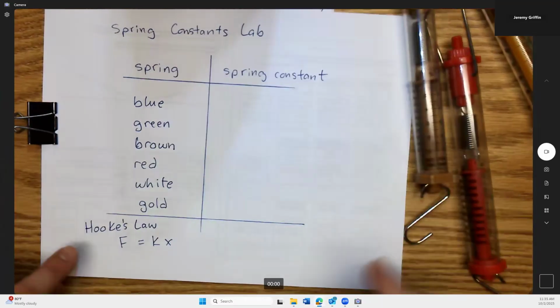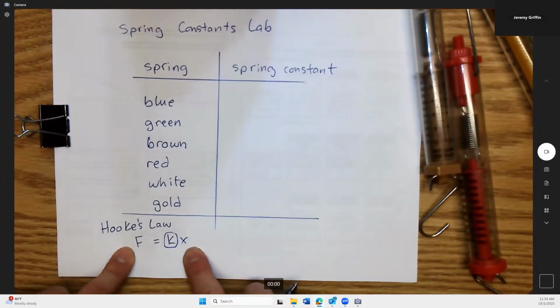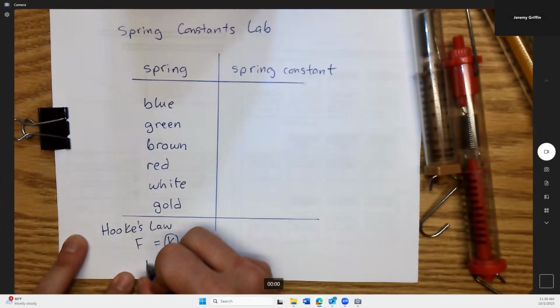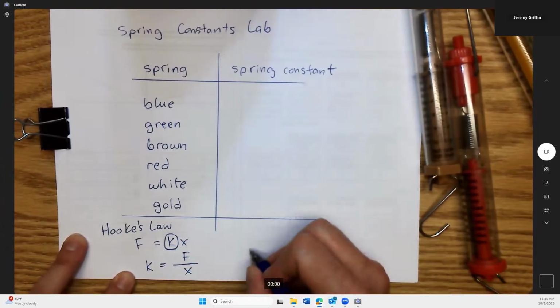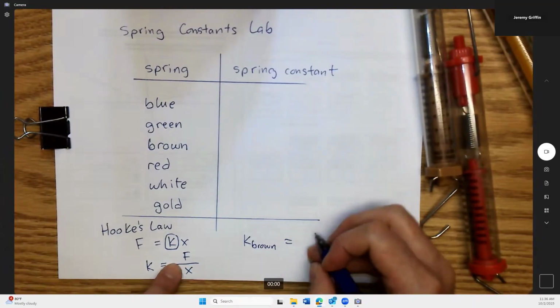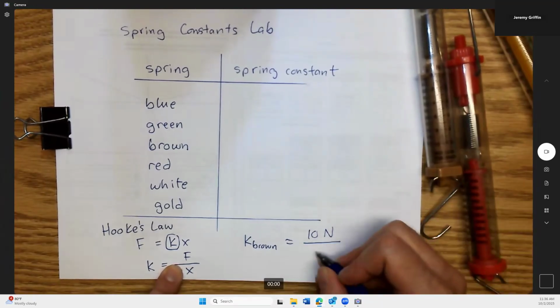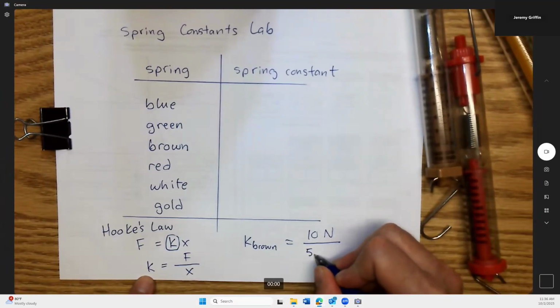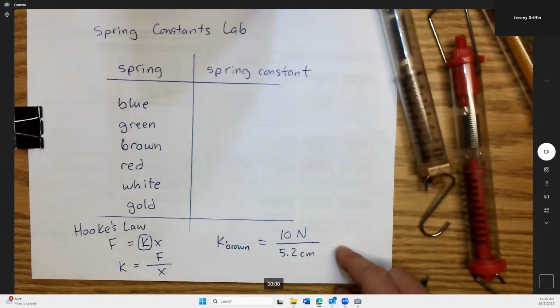Okay. So for F equals kx, I want to know k. I know what F and x are. Could you rearrange this to get k equals F over x? That would be in terms of variables. So for the Brown scale, k Brown, the force went to 10 newtons to stretch it 5.2 centimeters. Now, if you divide that up in your calculator, that could give you a spring constant. That would be in newtons per centimeter. Conventionally, these are written in newtons per meter.